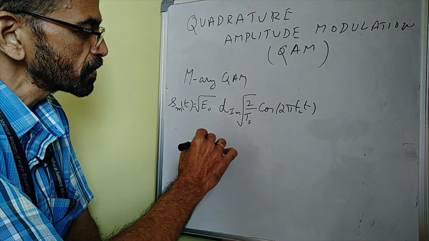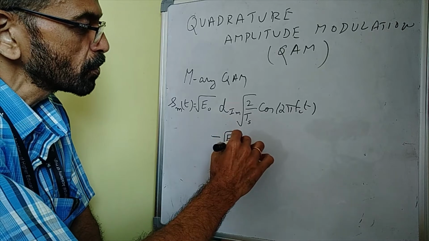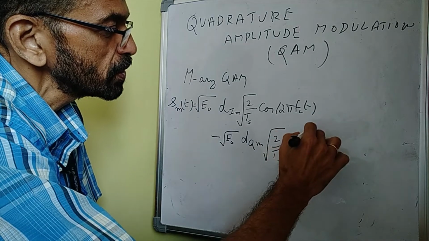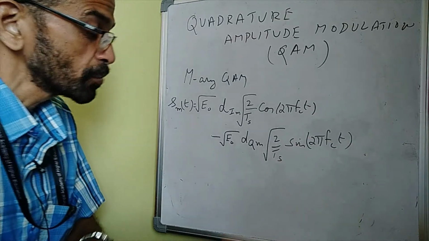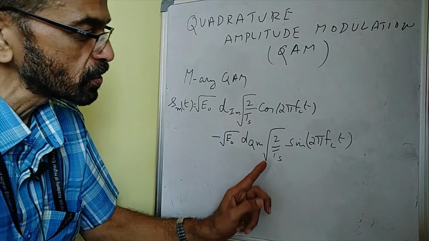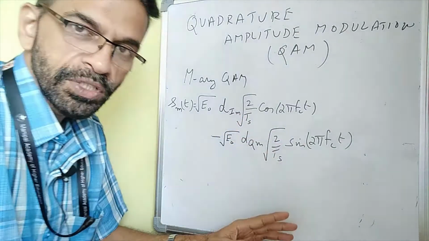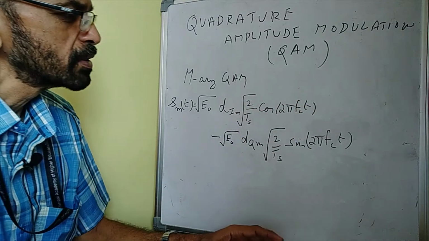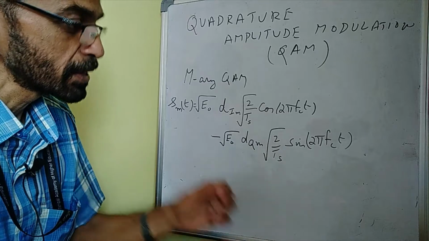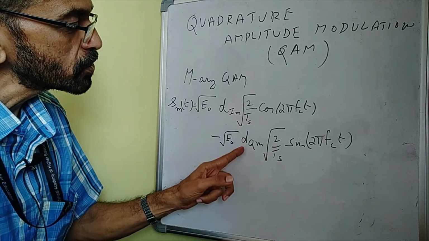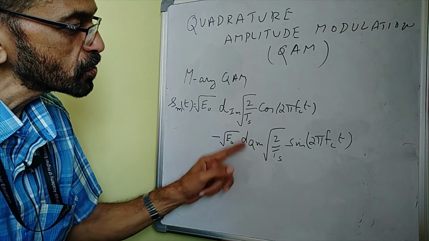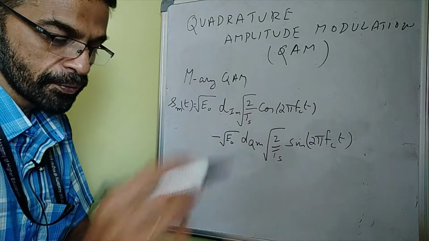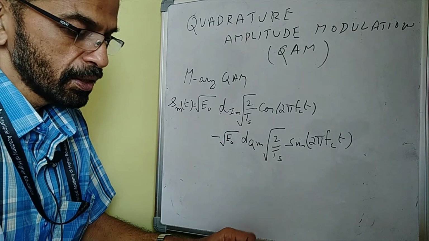And continuing further, minus root E naught d_Qm root 2 by Ts sine 2 pi fct. So this again is familiar to you. This is the quadrature carrier component, that is the phi 2 of t which we had earlier. It's the same thing, of course. We now call it the quadrature carrier component. We can call it interchangeably phi 1, phi 2, or the in-phase and quadrature carrier components. This term is associated with the quadrature carrier component, and hence that Q. And these are the in-phase and quadrature symbols of the quadrature amplitude modulated signal.